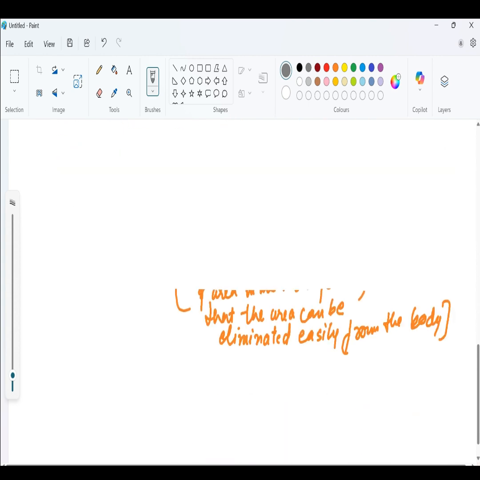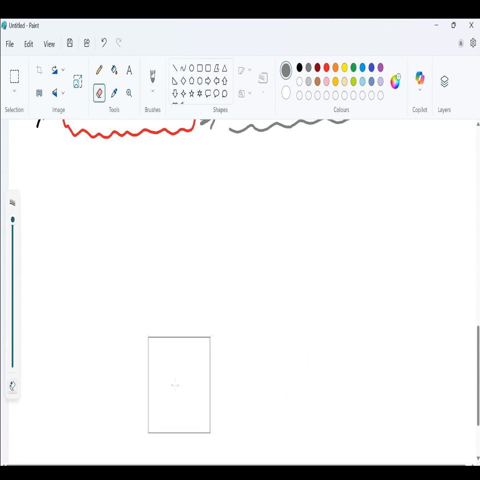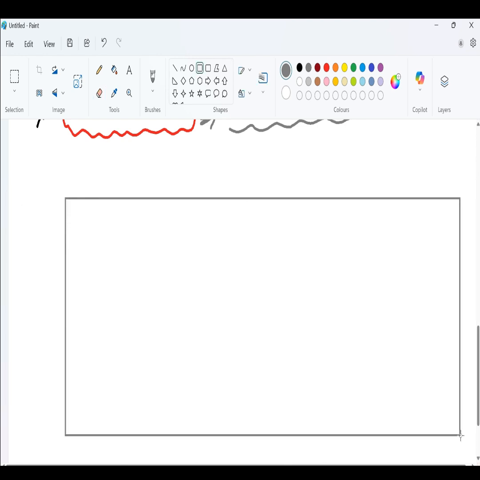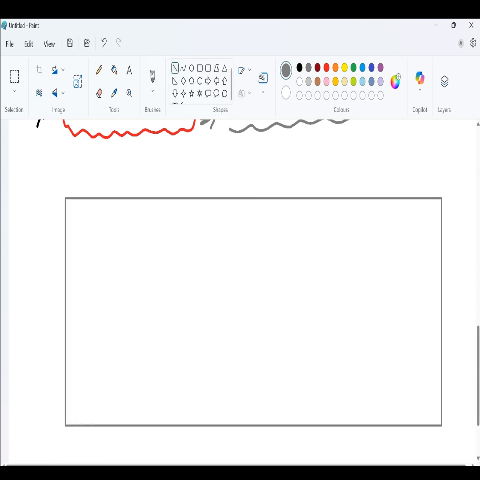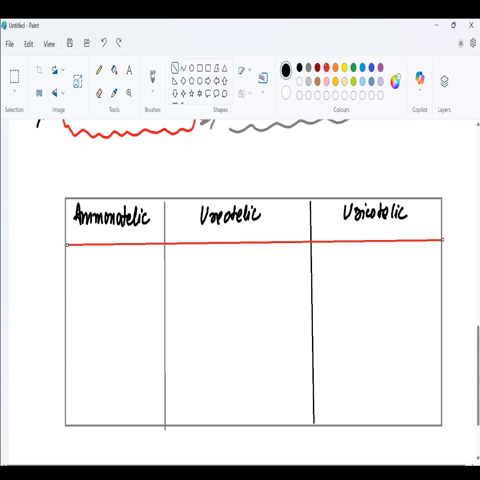So let us make a comparison table for whatever we have learned so far. So this is our comparison table. All right. Firstly, we studied about ammonotelic animals. Then we studied about ureotelic animals, and lastly we studied about uricotelic. Let us see what we discussed so far here.